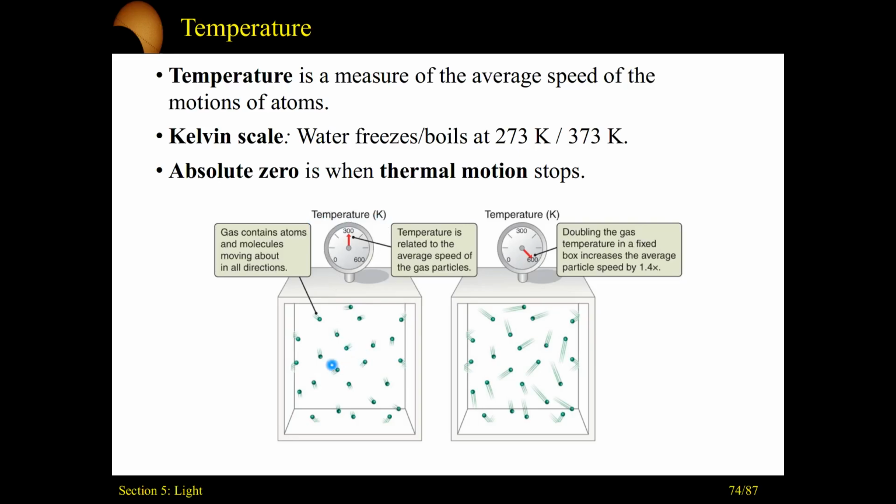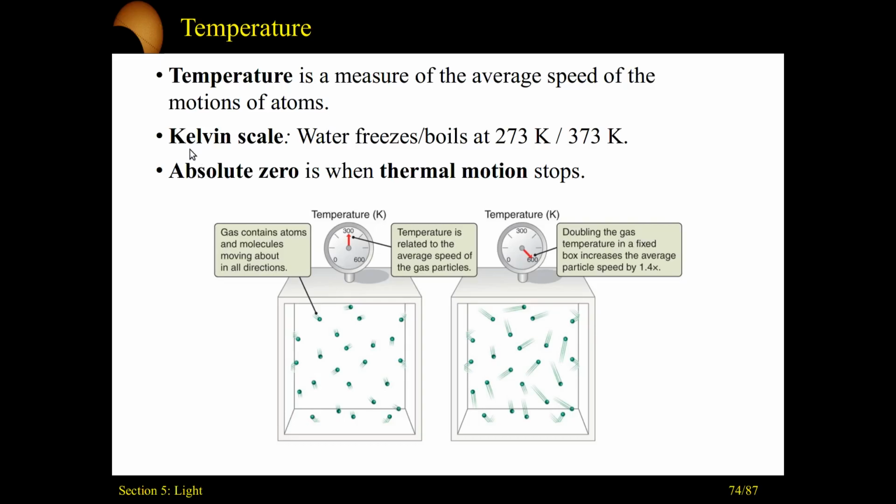Effectively, it's a measure of the average velocity of every single one of these particles. So if we increase the temperature of the box, to say the box gets hotter is to mean that all the particles are bouncing around even faster. So in a sense, temperature is just a measure of kinetic energy. It's just a measure of how rapidly things are moving.